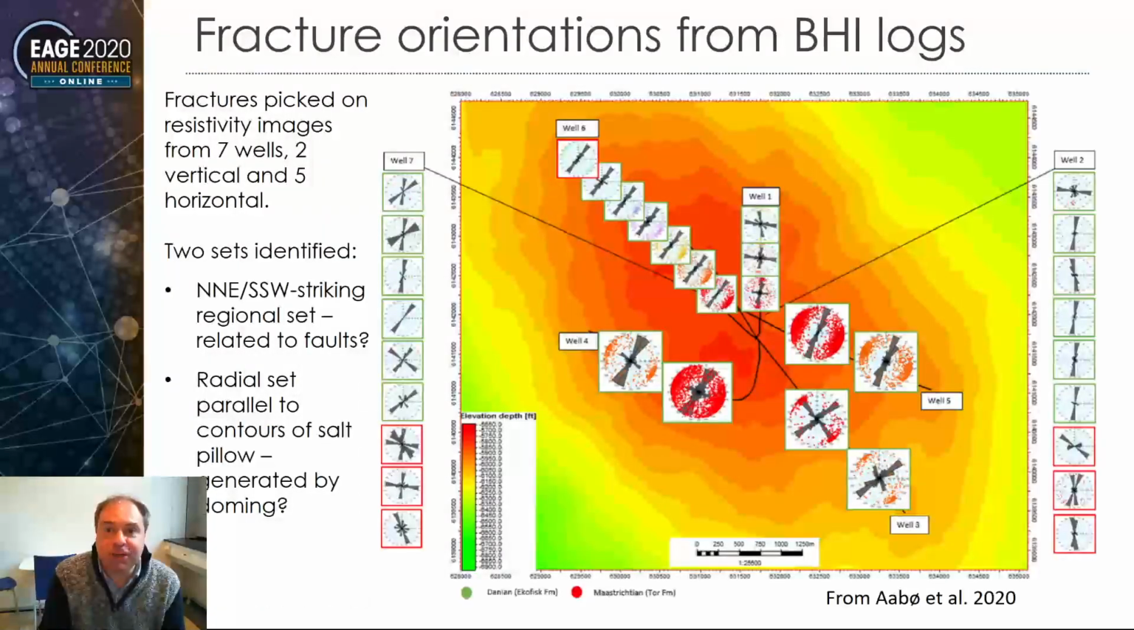The orientations show two main fracture sets. Firstly, we see a set of north-northeast, south-southwest striking regional fractures with a consistent orientation across the structure, and these may be related to the larger faults that were mapped out on the seismic data. We also see a set of fractures with an orientation related to the salt pillow itself, so following the contours of the salt pillow or perpendicular to the contours of the salt pillow, and these are likely to be generated by the actual development of the salt pillow itself.